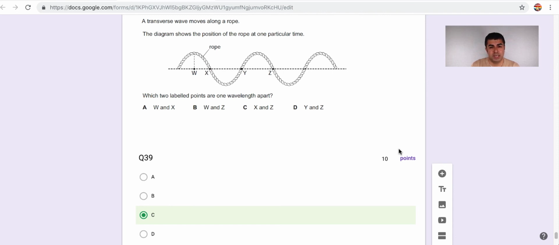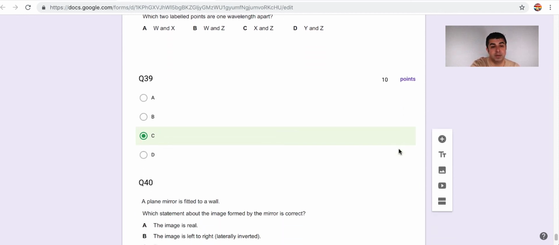What other options did they give? They gave W and Z. That is 1 1/4 wavelengths apart. And they gave Y and Z, which is also half a wavelength apart. So the answer is C, X and Z.